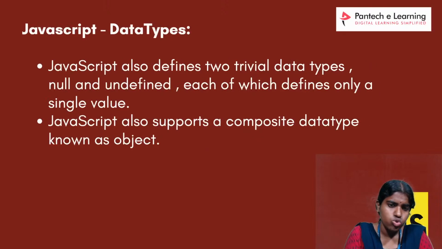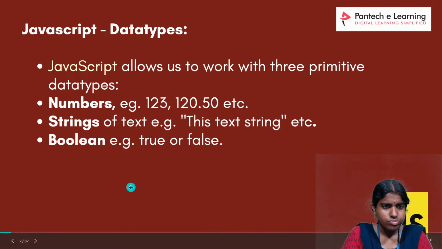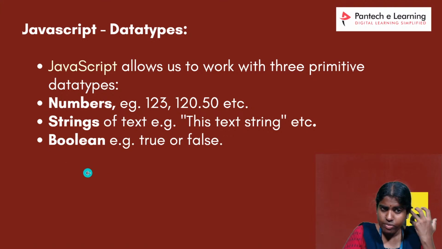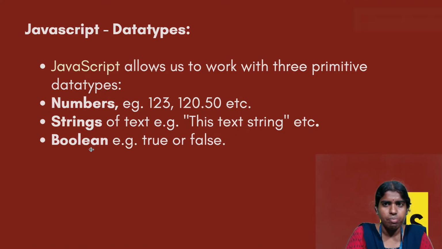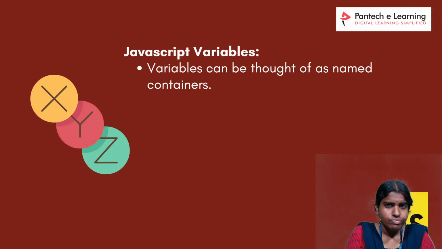Whenever I want to store any numbers, I can go for this numbers data type. Or if I want to store some string values, I can go for this string data type. If I want to store some true or false values, Boolean values, I can go for this Boolean data type. Clear with this?